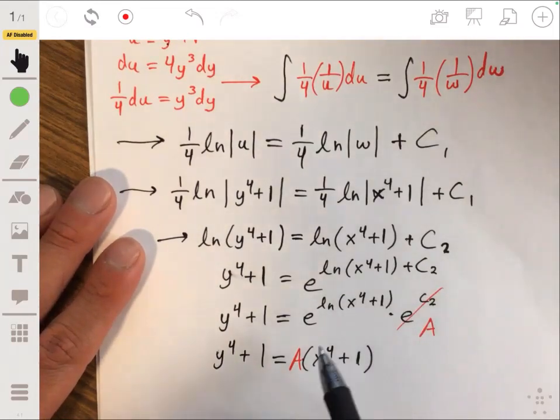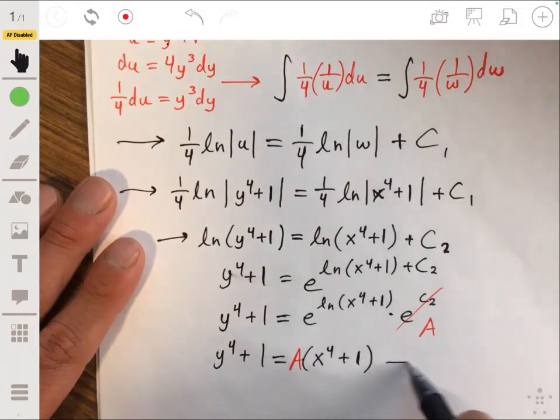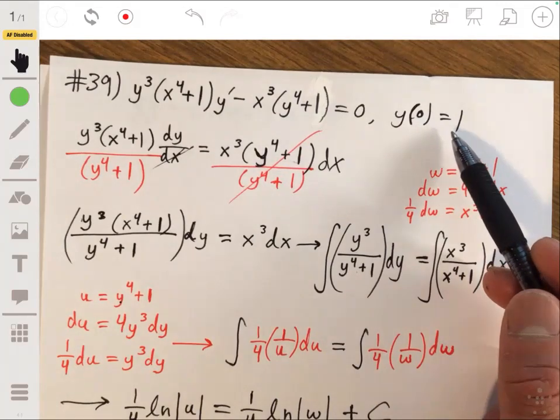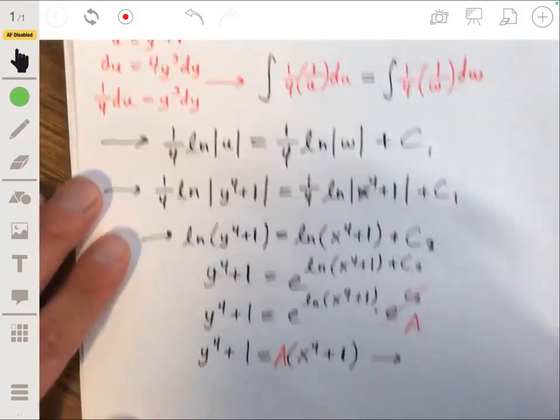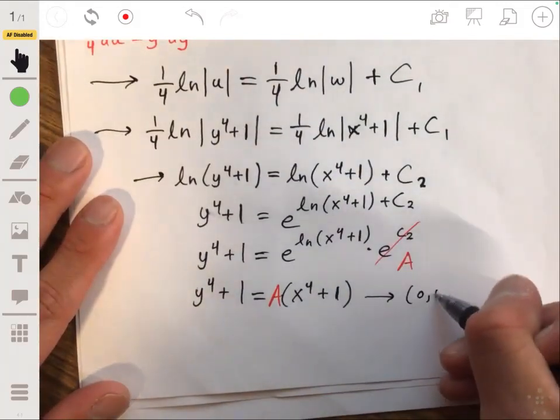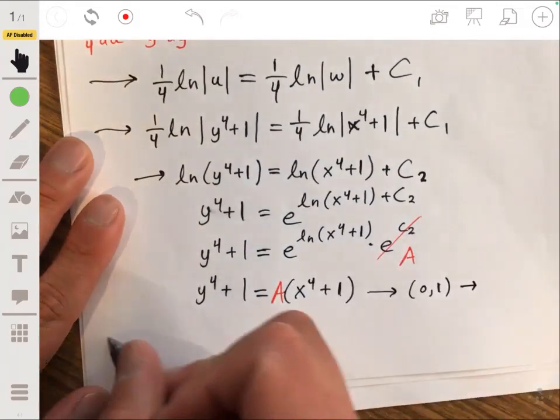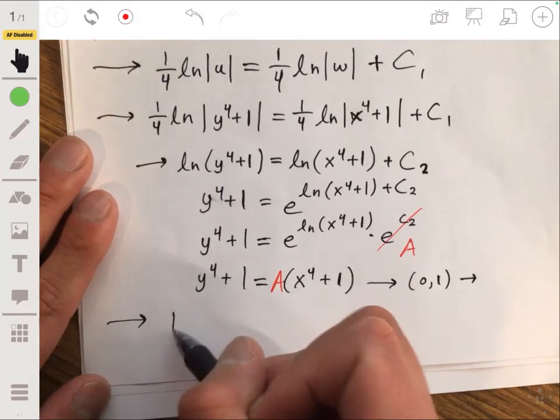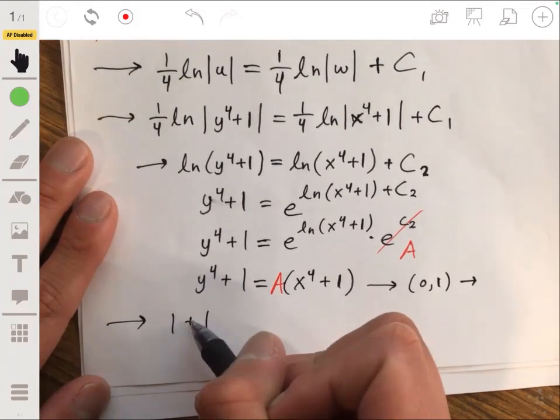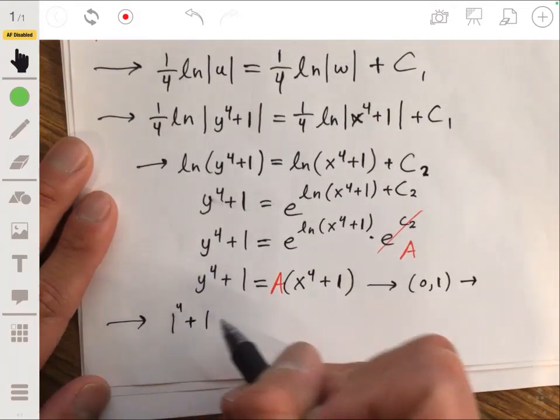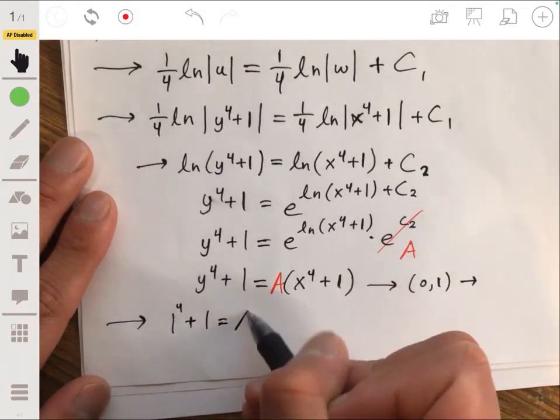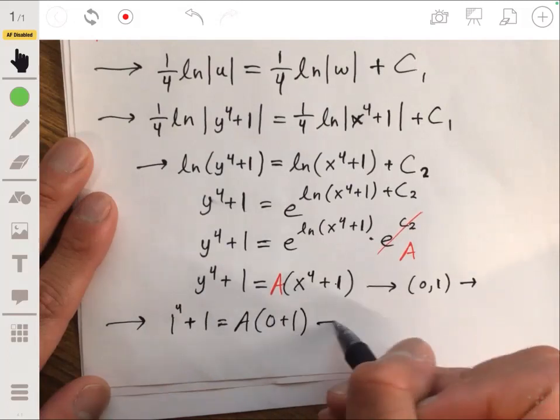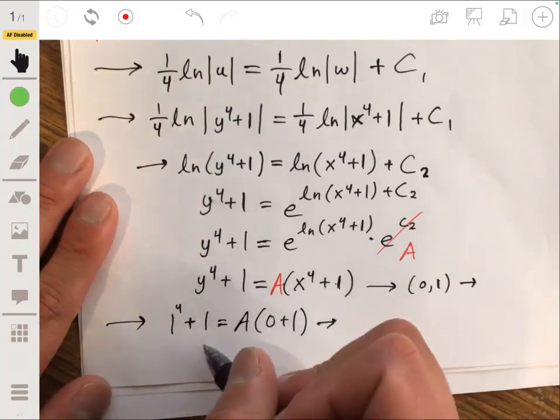So let's go ahead and use the initial condition that we're given, that y of 0 is 1. So we know it goes through the point (0, 1). That means when x is 0, y is 1. So we're going to have 1 plus 1, since 1 to the 4th is 1, being equal to a times 0 plus 1. So then a is just equal to 2.